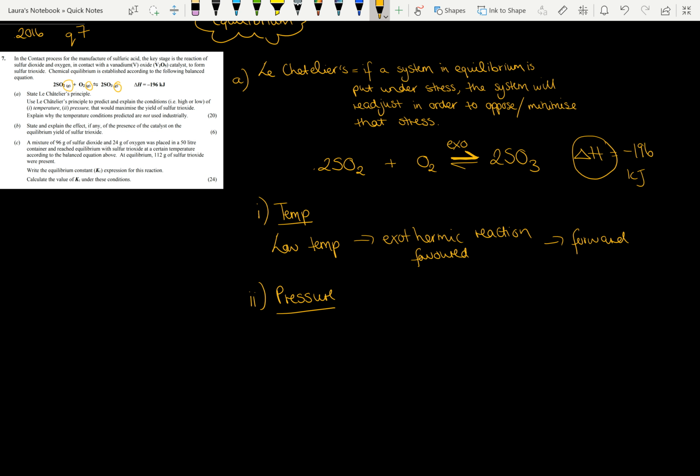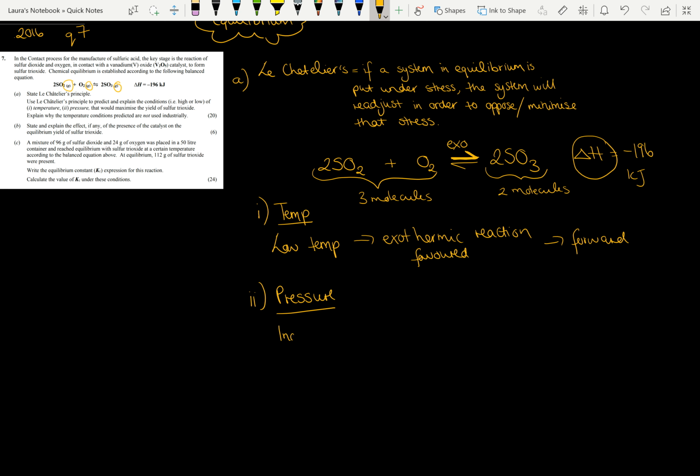If we have a look at either side of the reaction, we know that if we were to increase the pressure, the equilibrium will shift in order to favor the reaction that produces the smallest number of molecules. So on our reactant side, we've got 3 molecules. And on our product side, we've got 2 molecules. So if we were to increase the pressure, the forward reaction will again be favored because we've got the smallest number of molecules being produced.